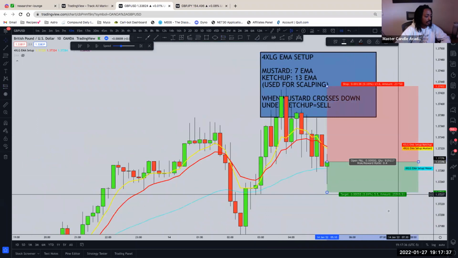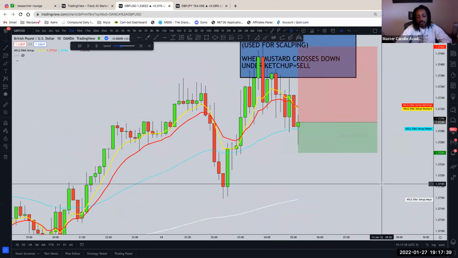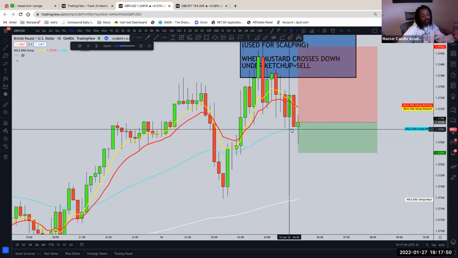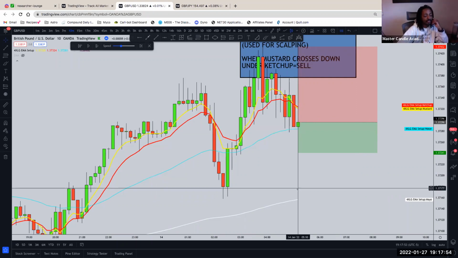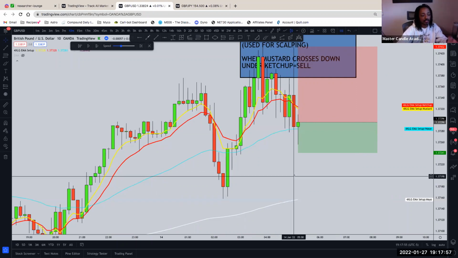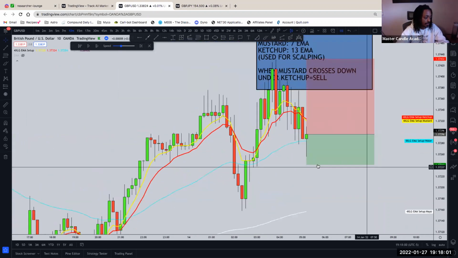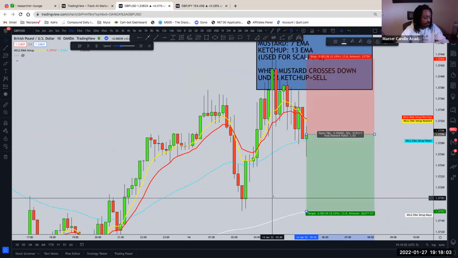And now a couple cool things happen when we're using the 4XLG. Previously, I was telling you guys to use the next nearest moving average. 9 times out of 10, it's going to end up being Mayo, and I'm going to explain why first. I'm going to get there. So just using the 10 and 20 first.